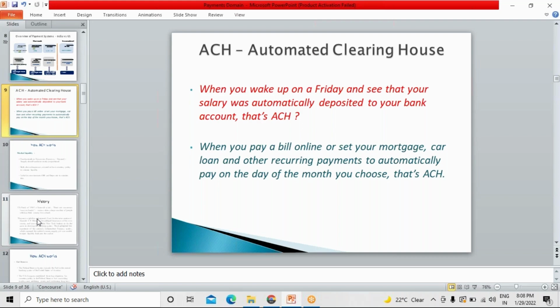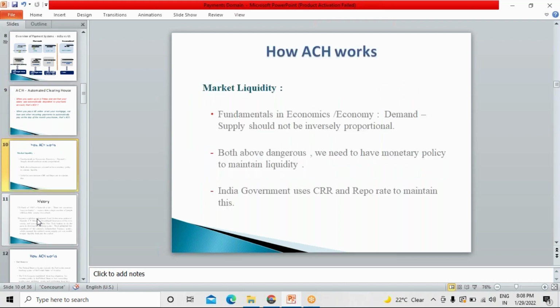So this is where automated clearing houses play a vital and important role, because all these EMI processes follow regular intervals. All these things happen through automated clearing houses, through ACH. These ACH systems work on a few different things. It purely depends upon market liquidity. Market liquidity is all about the kind of economy which purely depends upon the demand and supply of goods.